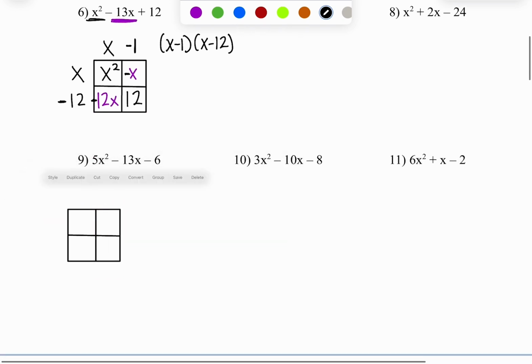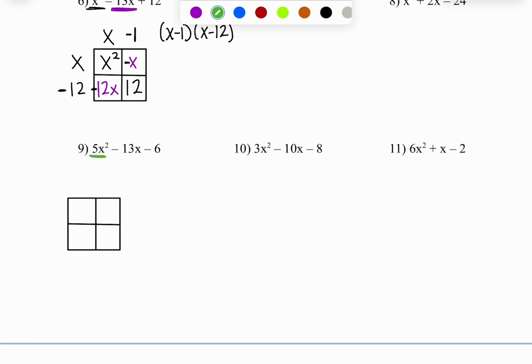Okay, looking at number 9. Starting off with, we need 5x squared to come out of this. So the two things that can multiply to bring 5x squared are 5x and x. And then test out, we know that this has to come to negative 6. So try two things. I'm going to try 2 and negative 3 in these spots. So if I do negative 3 times x, I get negative 3x. And 5 times 2, that's a 10x. When I add these two together, 10x minus 3x, I don't get negative 13x, so that's okay. I'm just going to try.